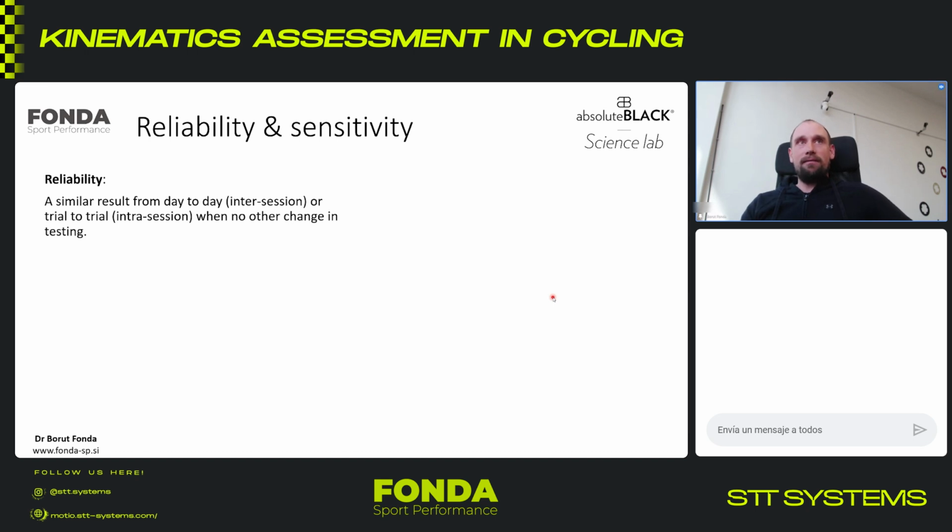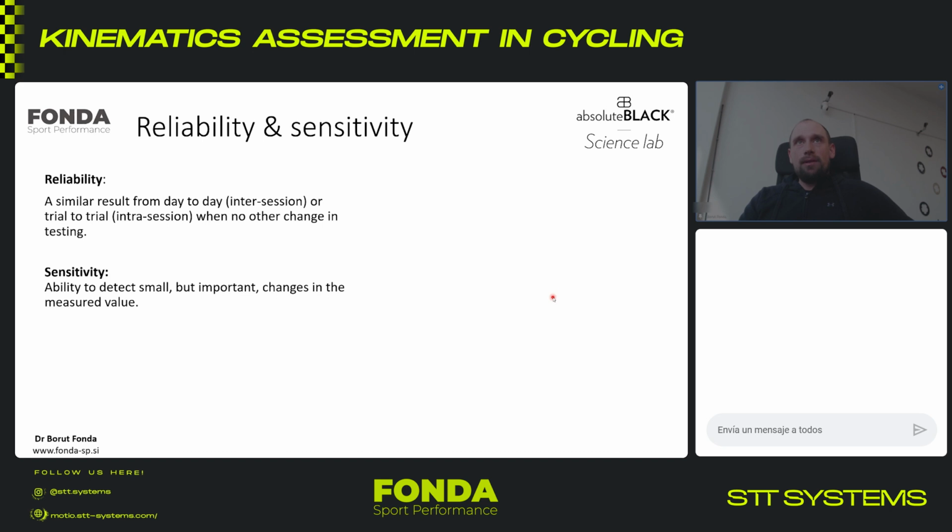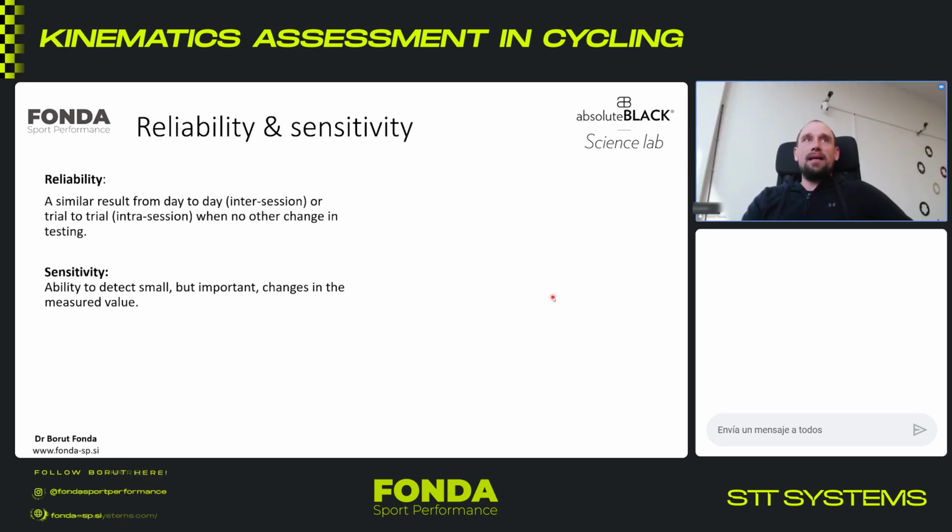There's a lot of things that can affect this reliability, or often also called repeatability. Well, the last one, but also very important, is sensitivity. And sensitivity is basically an ability to detect small but significant or important changes in the measured value. For example, if we change the position or the angle, will our system detect this difference and actually be able to see there is a difference, for example, in two different seat heights.